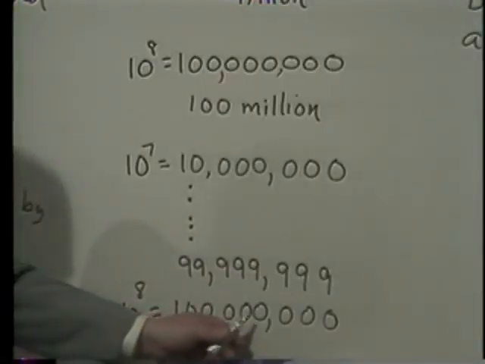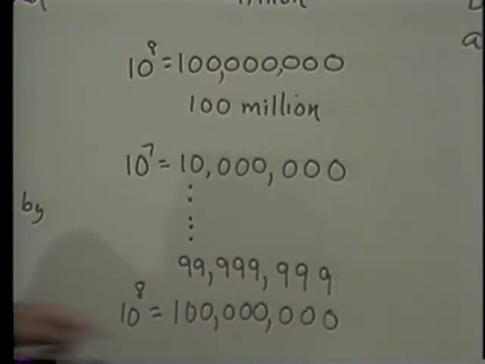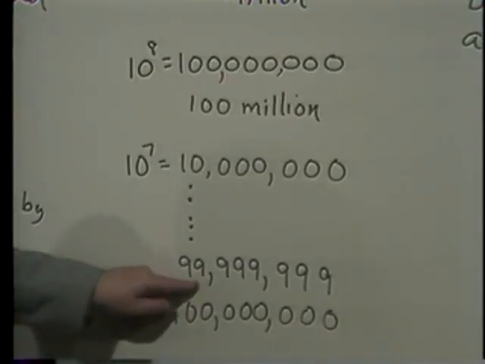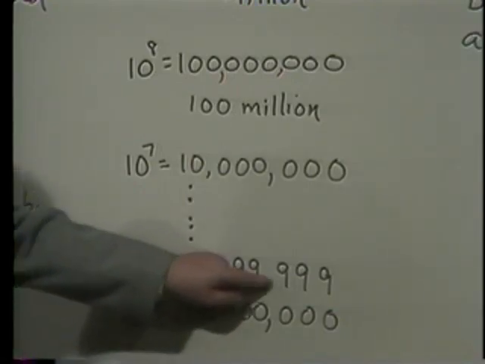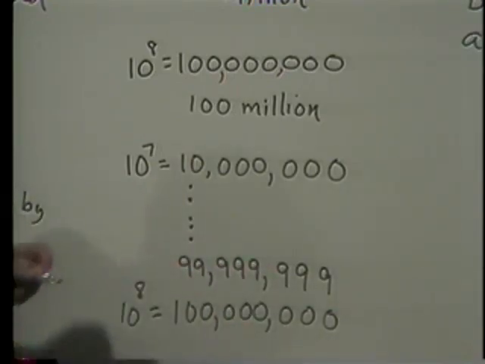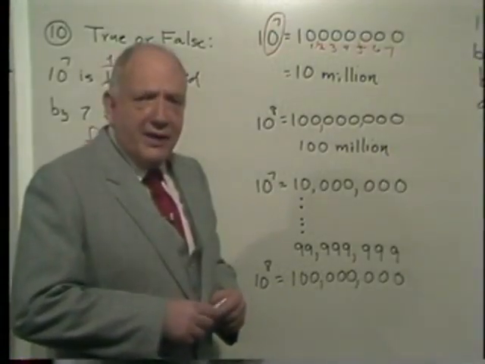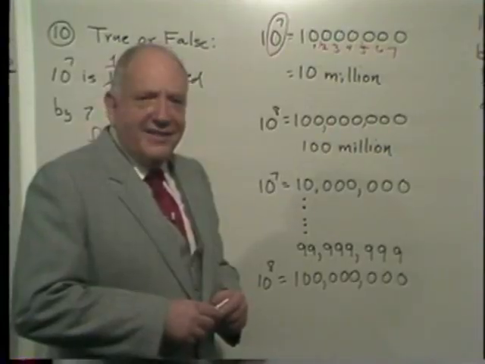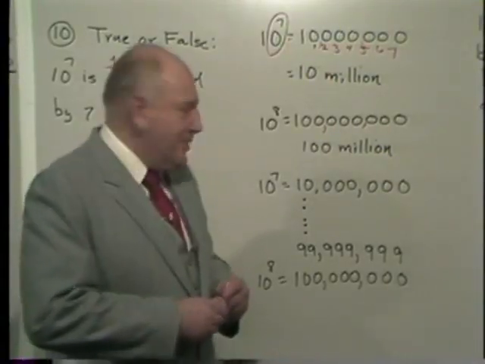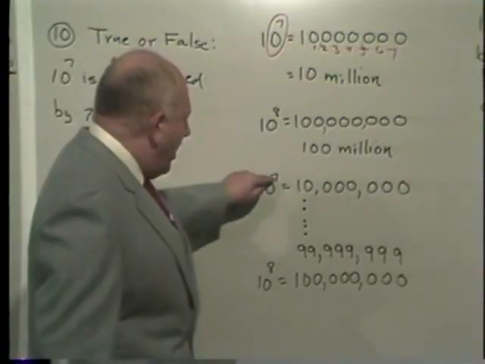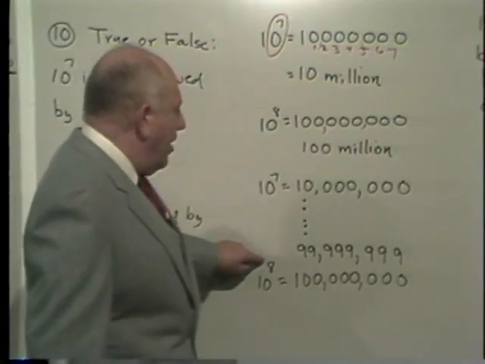See? 3, 6, 9. Now, what's the biggest number that's less than 100 million? It's 99,999,999. In other words, there's a lot of numbers between 10 million and 100 million, aren't there? In fact, there's a lot of them. There's 90 million numbers there. But the point is that just by changing this exponent from 7 to 8, you bound all of them.